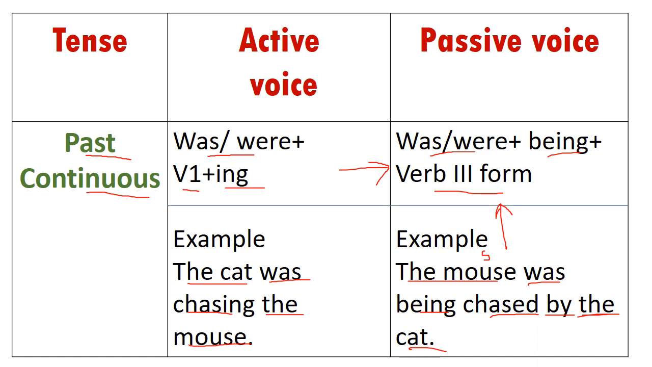Next is past continuous tense. Here we use was or were plus ing form of the verb. Simply we add being. For example, the cat was chasing the mouse. It will be changed into the mouse was being chased by the cat.